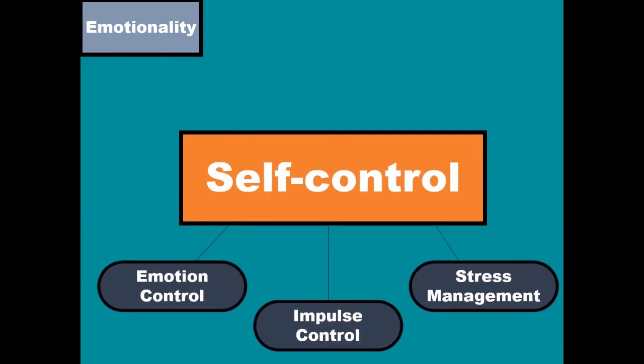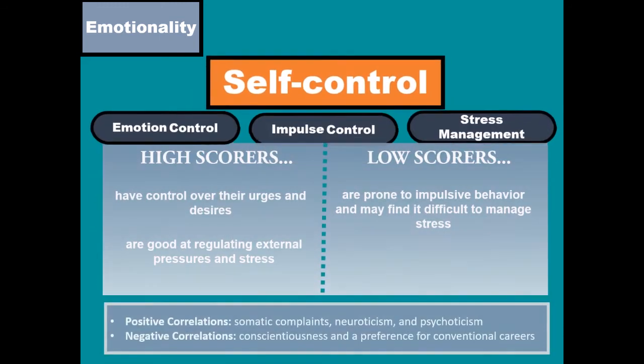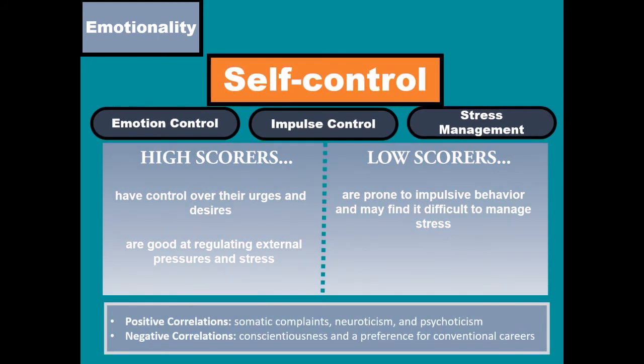This slide shows some correlates and characteristics of high and low scores on the trait EI factor of self-control. Just like the trait emotional intelligence facets, all 4 trait EI factors can have advantages as well as disadvantages for both high and low scorers. For example, individuals with low scores on the self-control factor of trait EI may be more spontaneous and able to act swiftly in emergency situations.